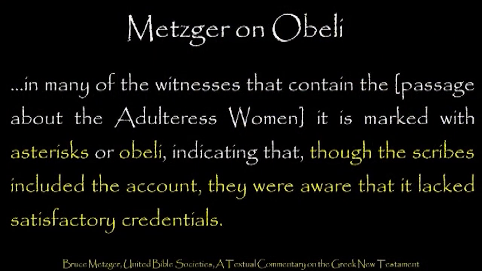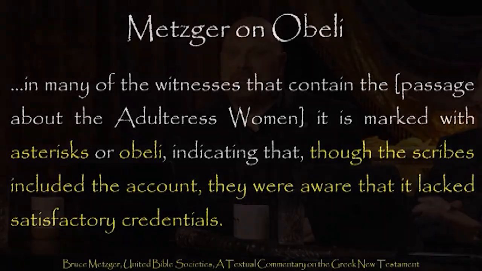But when they mark it with an obelisk, that's such a deliberate action to say, we don't consider this to have authority. Let me read again how Metzger described it, and he's talking about the passage of the adulterous woman. He says it is marked with asterisks or obelisks, indicating that though the scribes included the account, they were aware that it lacked satisfactory credentials. And so John 6:4, according to this Lambeth Palace manuscript, lacks satisfactory credentials. That's actually more significant than if the verse had been left out.